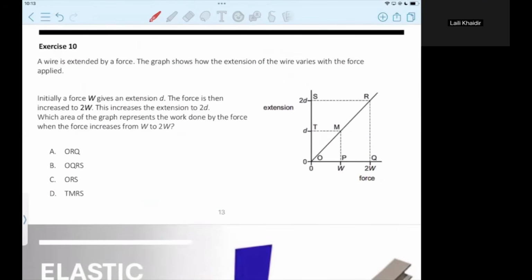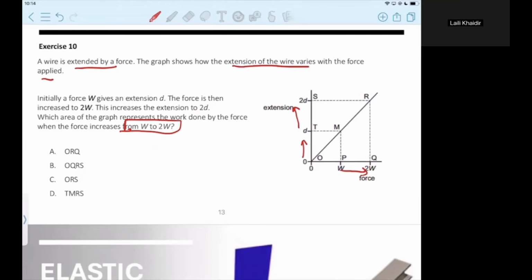Next question. A wire is extended by a force. The graph shows how the extension of the wire varies with the force applied. Initially, a force W gives an extension D. The force is then increased to 2W. This increases the extension to 2D, from 0 to D, and D to 2D. Which area of the graph represents the work done by the force when the force increases from W to 2W? So W to 2W would be this area.